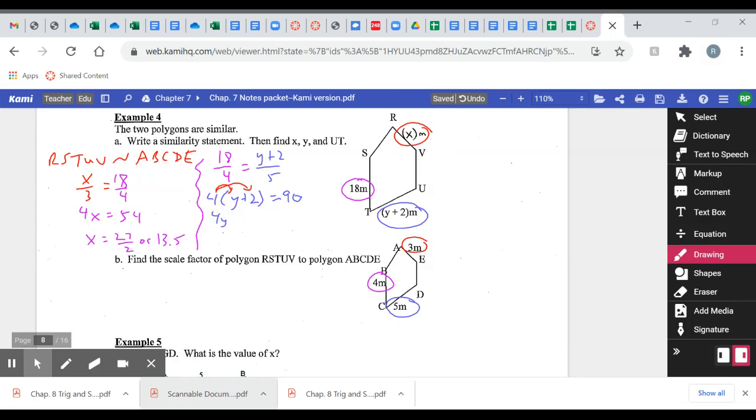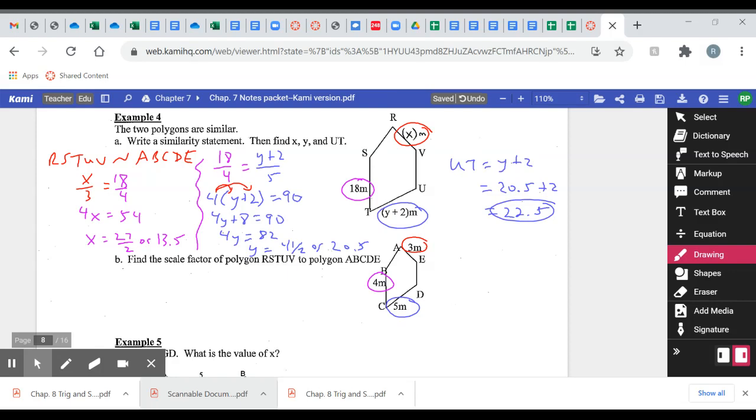And when I do that, I've got 4y plus 8 is equal to 90. If I go and subtract 8 from both sides, I get 4y is equal to 82. And then if I go and divide by 4 on each side, I get y equals 41 halves, or 20.5. Okay, last little bit here says also find ut. Well, I can see ut is y plus 2, but we just found that y is 20.5. So I just need to add 2 to that. So that means I get 22.5. And that's it for ut.